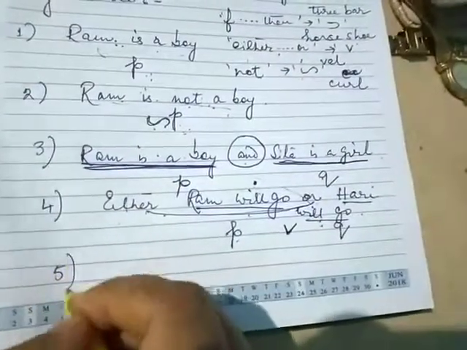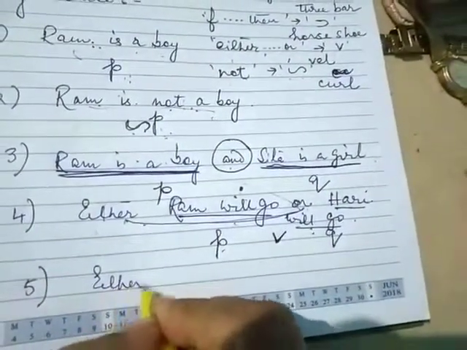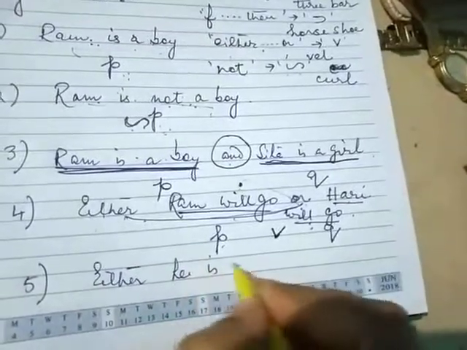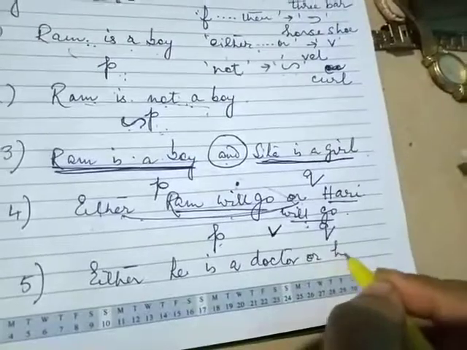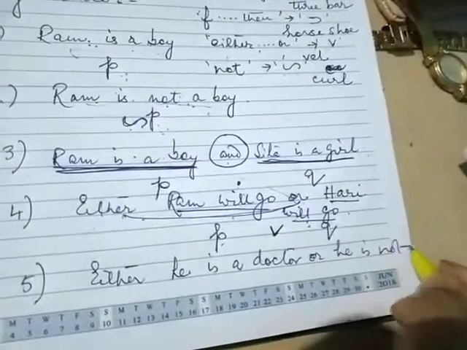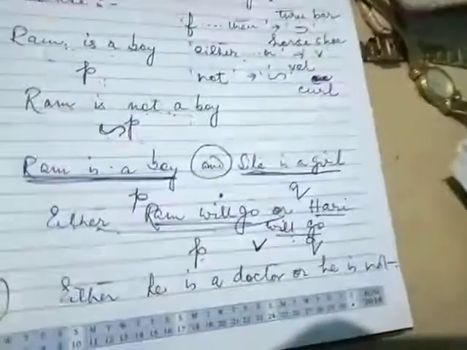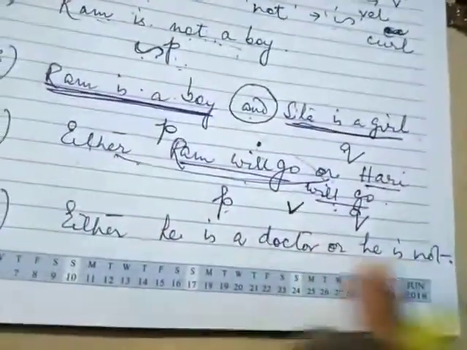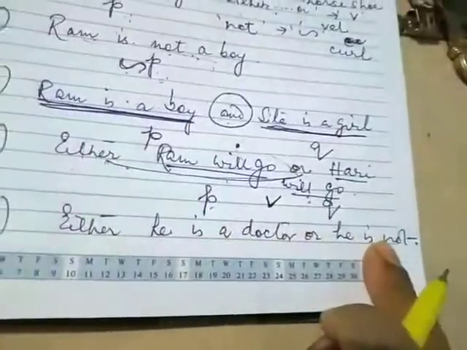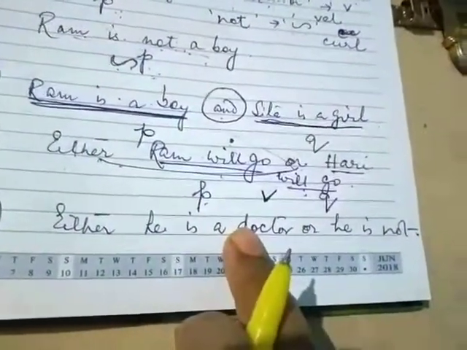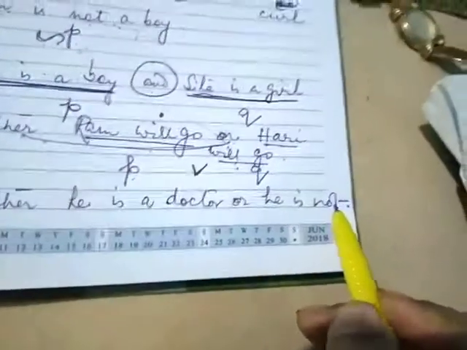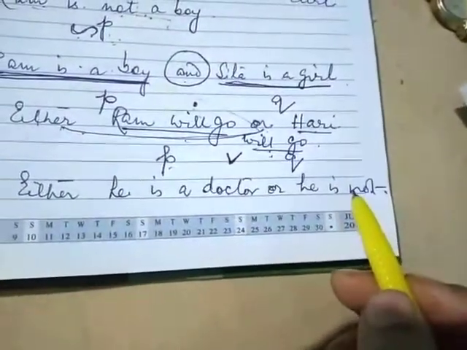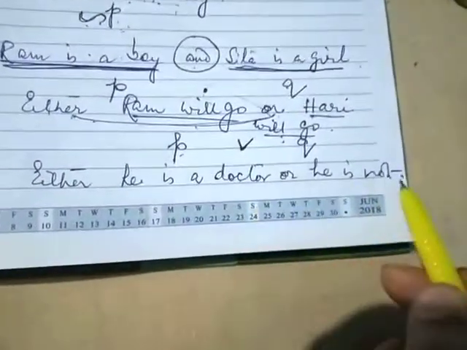Now look at this one. Either he is a doctor or he is not. So how many sentences are actually there? Actually there are two sentences, but these two sentences are the same. Just one difference is there. He is a doctor and he is not means this is a positive one and this is a negative one, but these two are the same sentences.